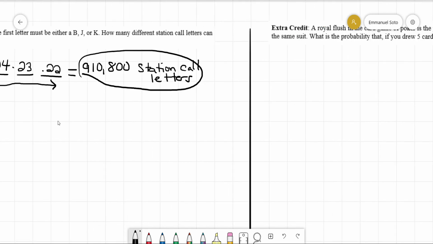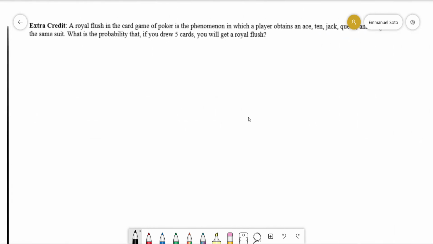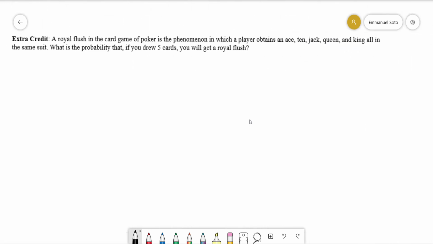Alright, so now we're looking at the extra credit. A royal flush in a card game of poker is the phenomenon in which a player obtains an ace, 10, jack, queen, and king all in the same suit. So we know they have to be in the same suit. What is the probability that if you drew 5 cards, you're going to get a royal flush? So, probability of a royal flush.